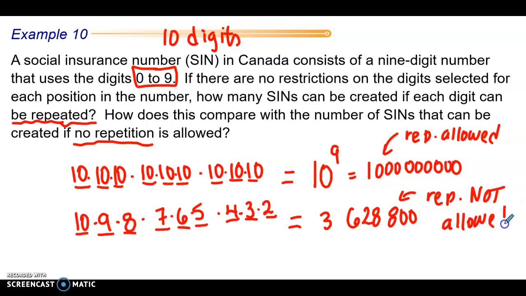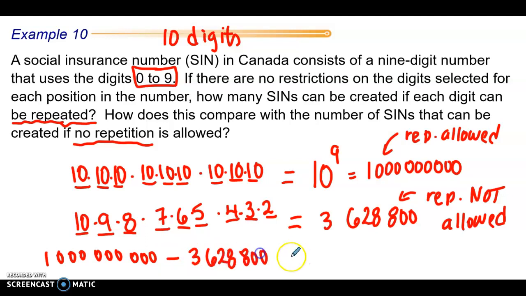So if we're asked to compare those two, we are going to subtract the number of ways where repetition is not allowed from those where repetition is allowed. And that gives us another big number. And if we're comparing it, there are this many more outcomes if repetition is allowed.